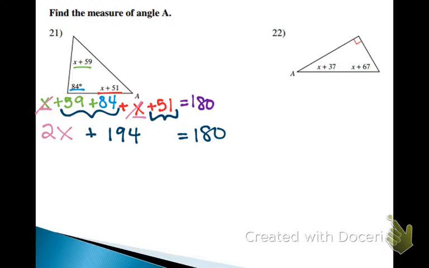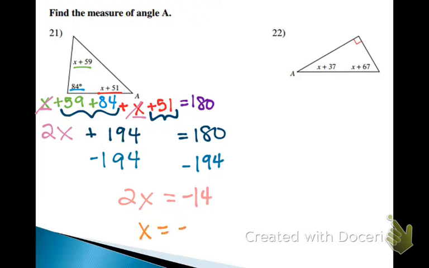Once we have 194, what do we do? Subtract it. Alright, so I still drop down my 2x. What is 180 minus 194? Negative 14. Divide by negative 2, and x equals? Negative 7. Do I circle this answer?